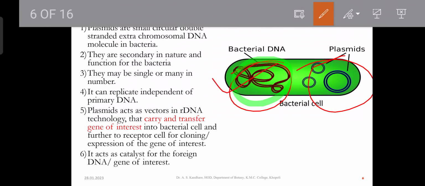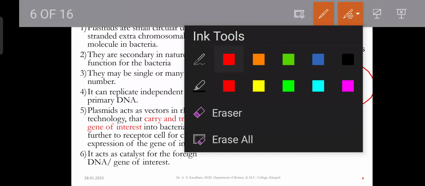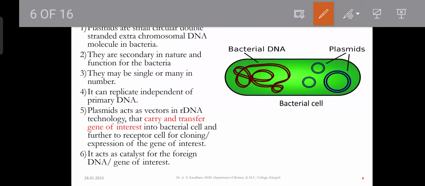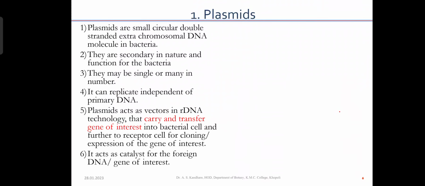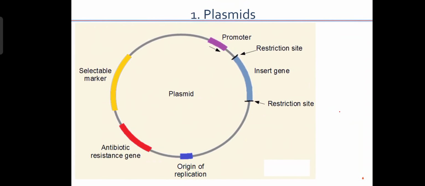So this is the main DNA molecule of the bacterial cell, and this is the plasmid, that is secondary DNA, and these plasmids also contain certain genes. Okay, so this is the arrangement, and this plasmid we are utilizing in rDNA technology. So this is the figure of a plasmid from the bacteria.